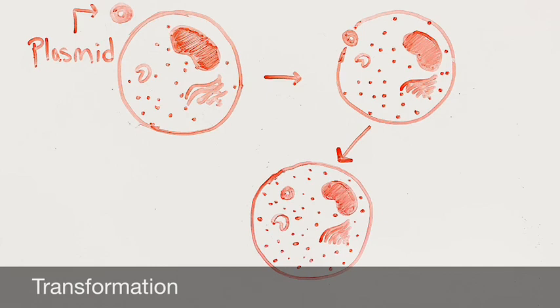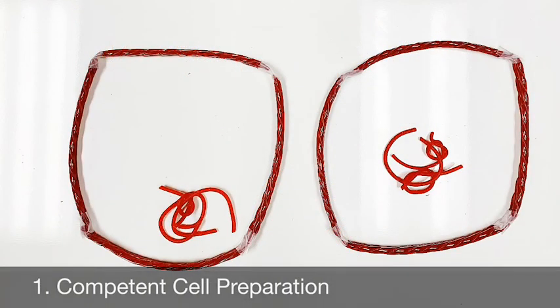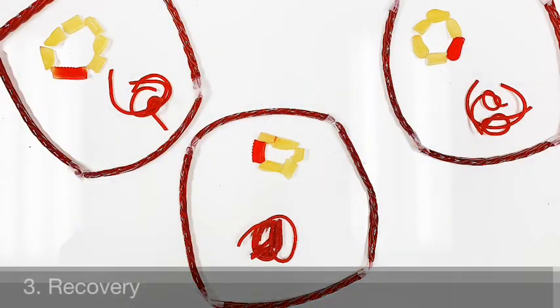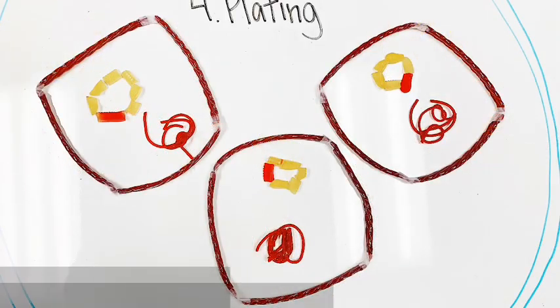Key steps in the process of bacterial transformation are the following. 1. Competent cell preparation. 2. Transformation of cells. 3. Cell recovery. And 4. Cell plating.